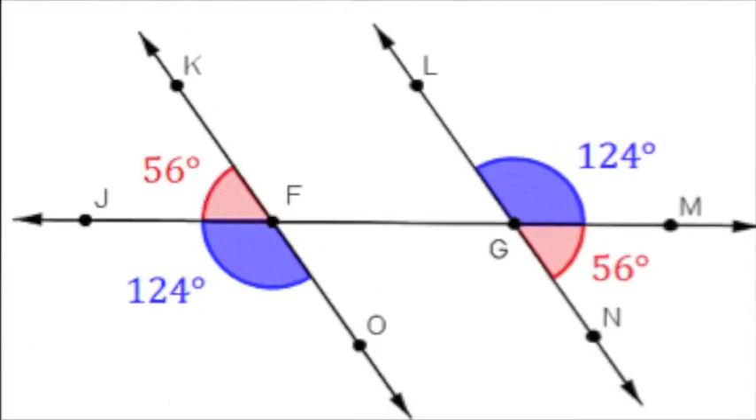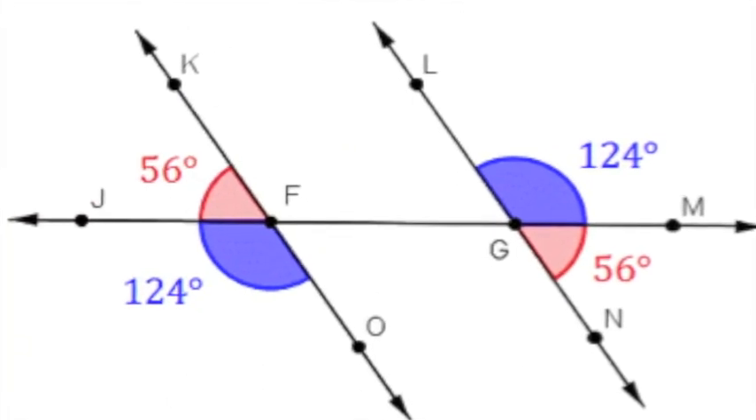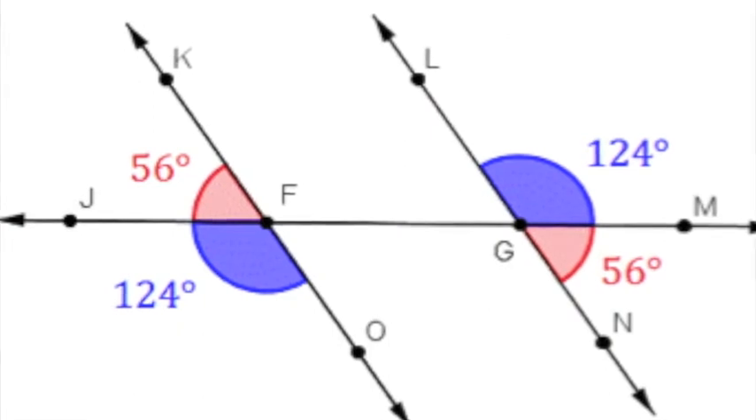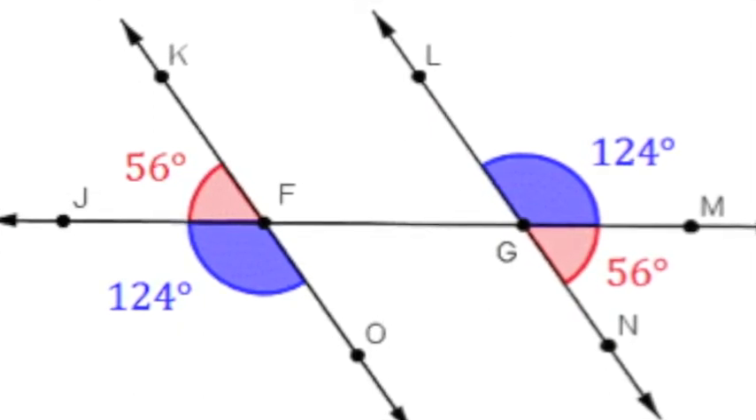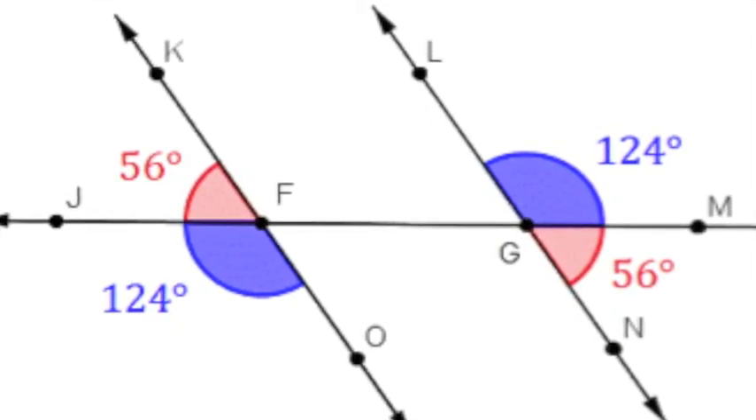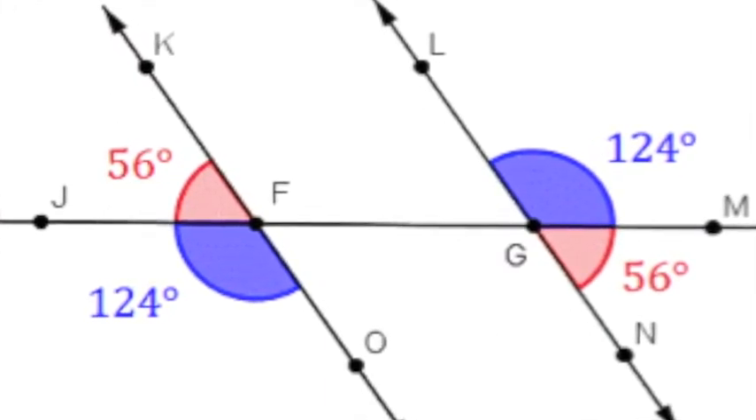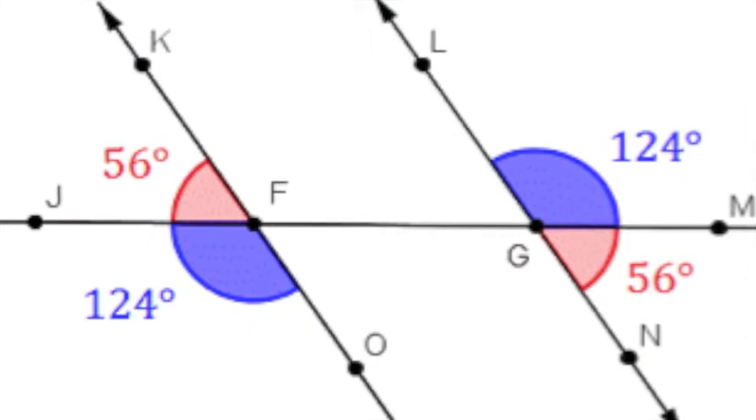Similarly, supplementary angles are two angles that add up to 180 degrees, and if you have two angles that are congruent, their supplements will be congruent as well. In this example, it is clear that angle JFO and angle LGM are congruent because they are both labeled 124 degrees. Therefore, their supplements, angle KFJ and angle MGN, are congruent because supplements of congruent angles are congruent.